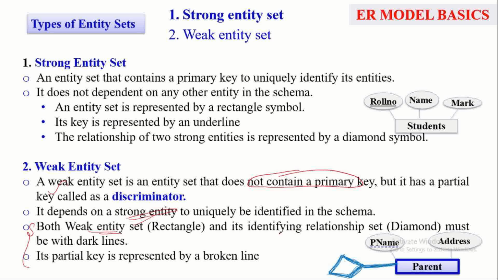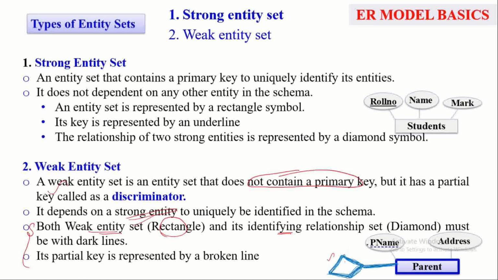Coming to the graphical representation of a weak entity set, the weak entity set is usually represented as a rectangle, and its identifying relationship set is usually represented as a diamond. Both the rectangle as well as the diamond are drawn with dark lines or bold lines, as shown in this diagram. The partial key of the weak entity set is represented by a broken line.